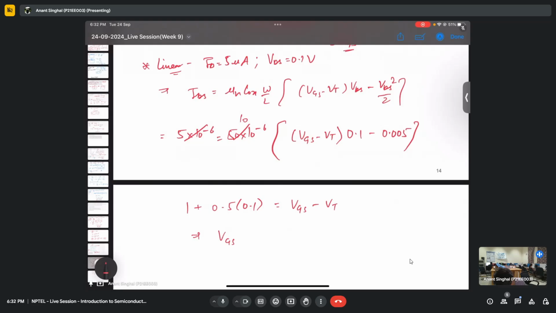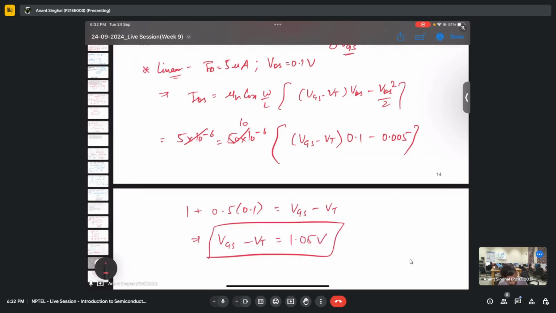Is there any doubt in this? I've just done the basic calculation. So this is 0.1. I have divided everything by 0.1. Is it clear?